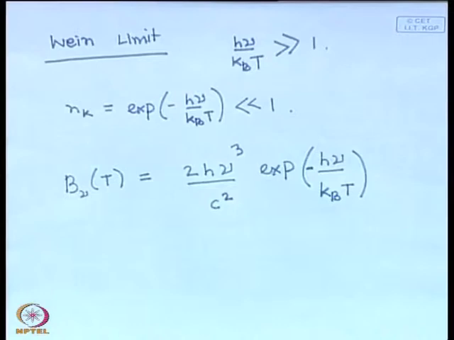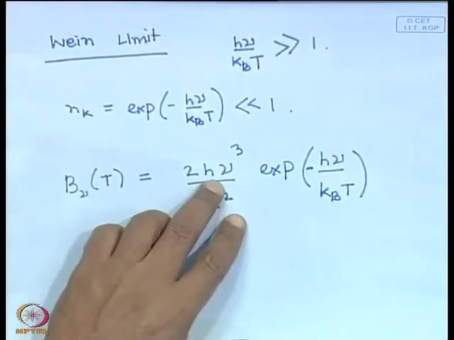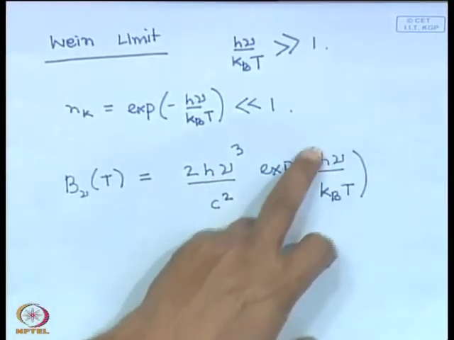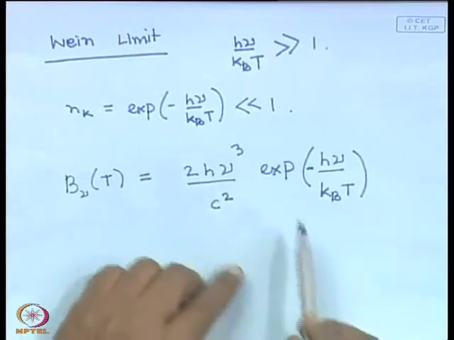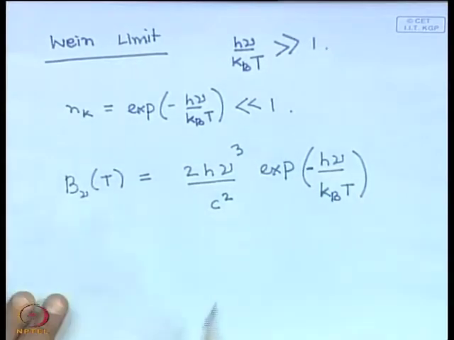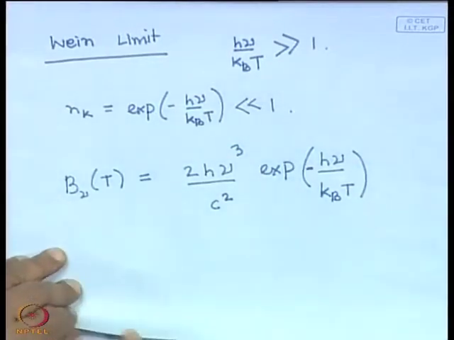So, there is an exponential cutoff. This function falls off rapidly because of this exponential. So, at a fixed temperature, if you increase the frequency, this function falls off rapidly. Okay. Let me show you a graph showing these two limiting situations.